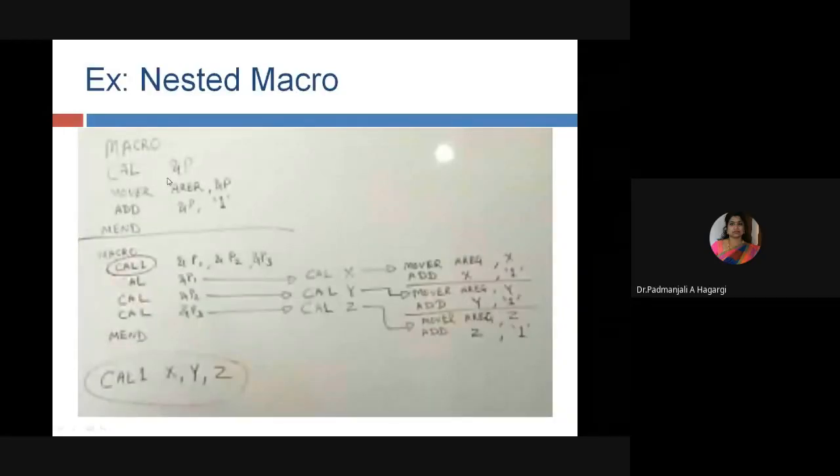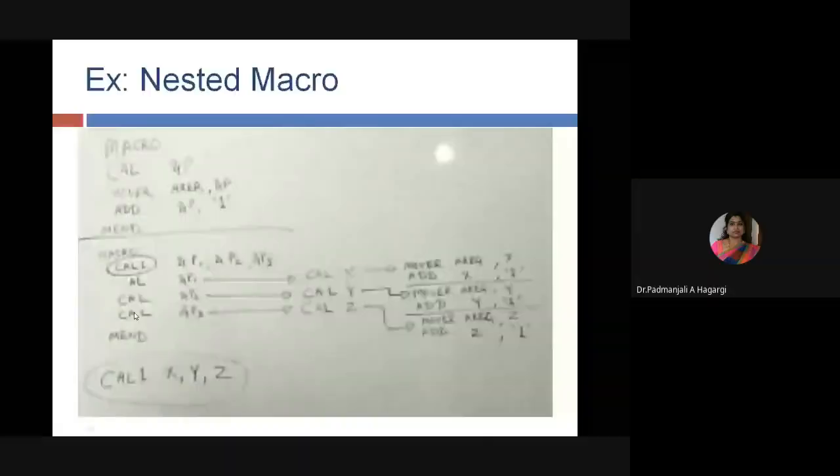Here it is a macro. Macro call 1 is a macro. Again, it is calling another macro. Who is that another macro? Call. But it is not calling it only one time, it is calling it 3 times. So this is how a nested macro works.